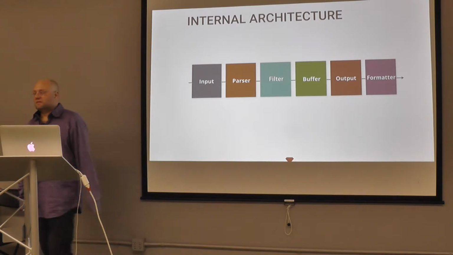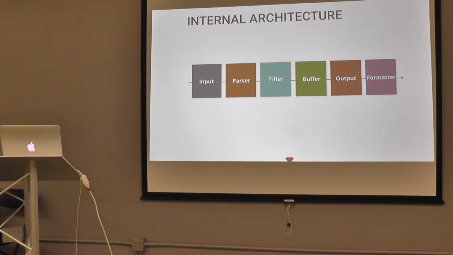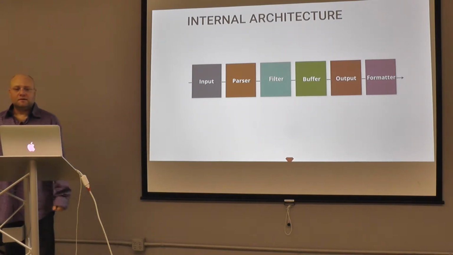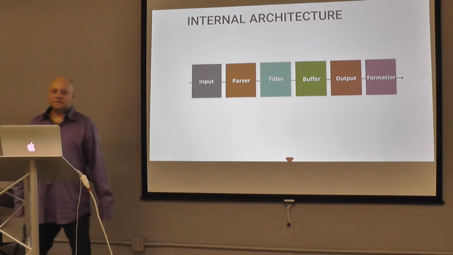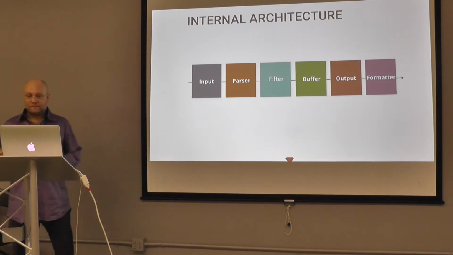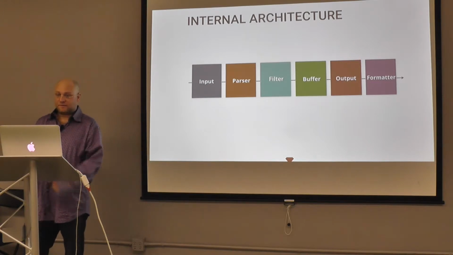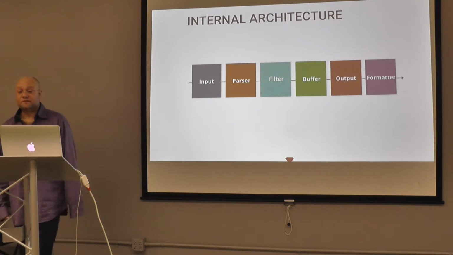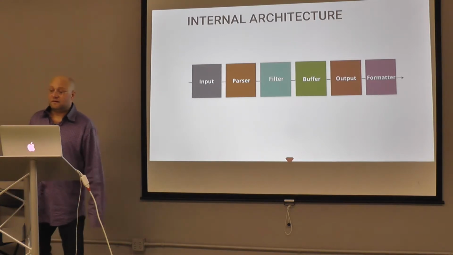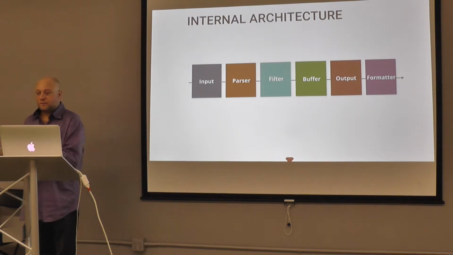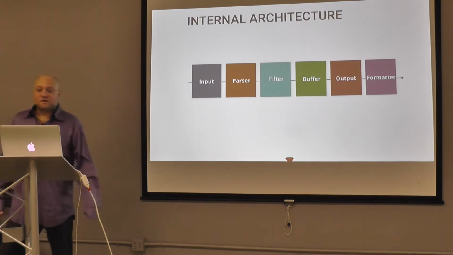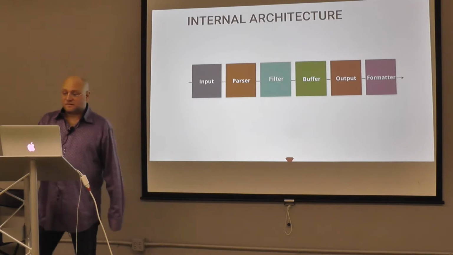The internal architecture of Fluentd is actually relatively straightforward. You pull the input from somewhere, you parse it, you filter it according to where it's supposed to be routed to, according to your configuration or to how your input plugins are configured. You might buffer it again, you might then queue it for output, and then you might format it into the format for which your destination is going.